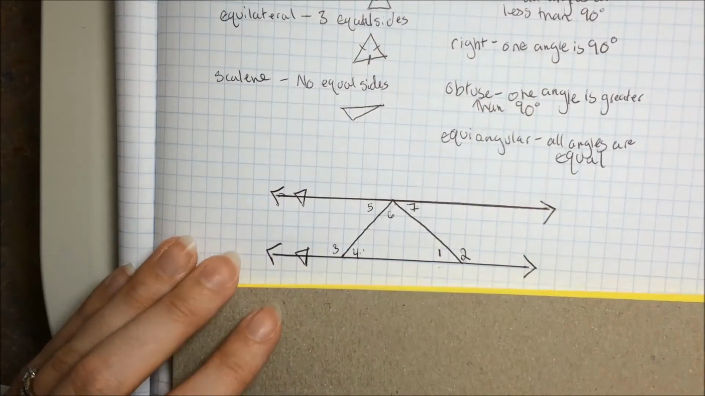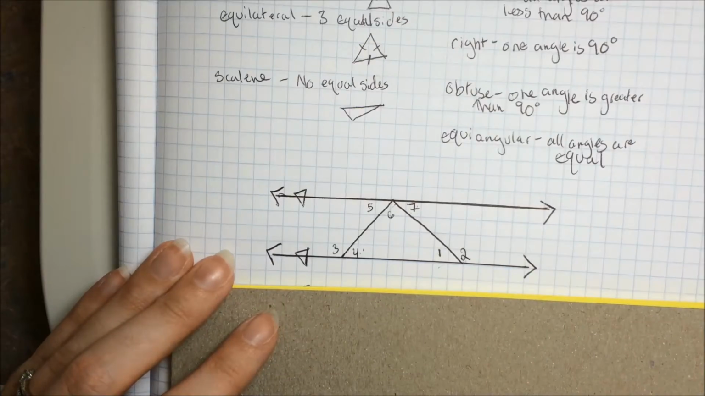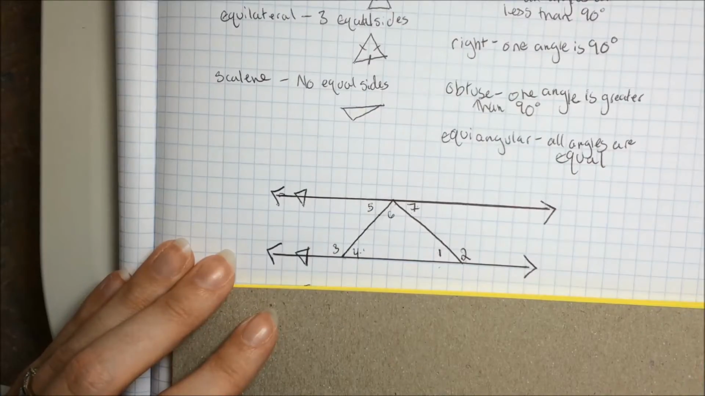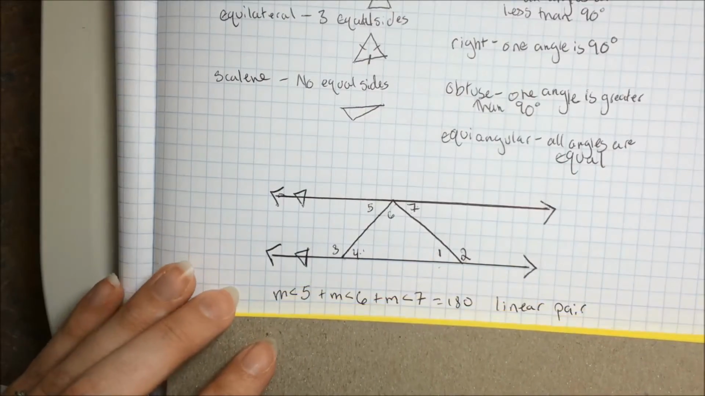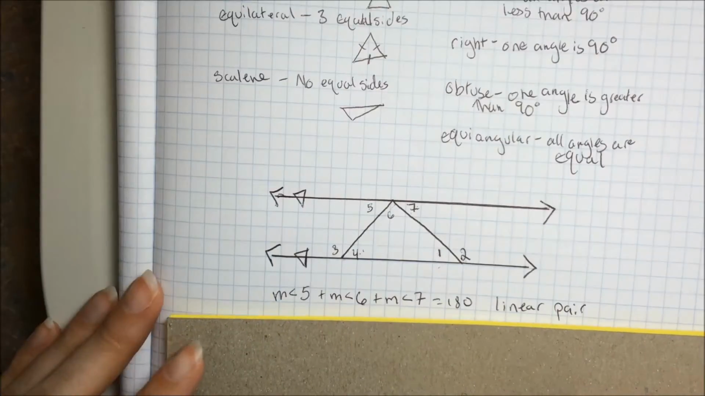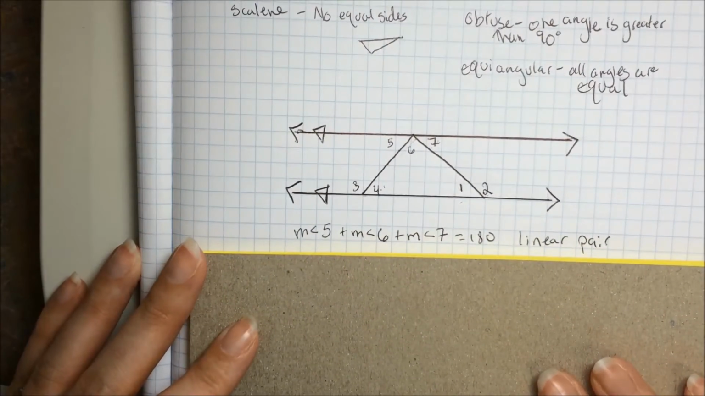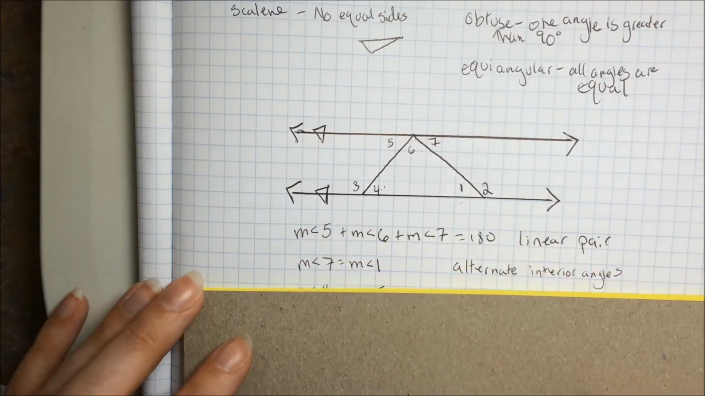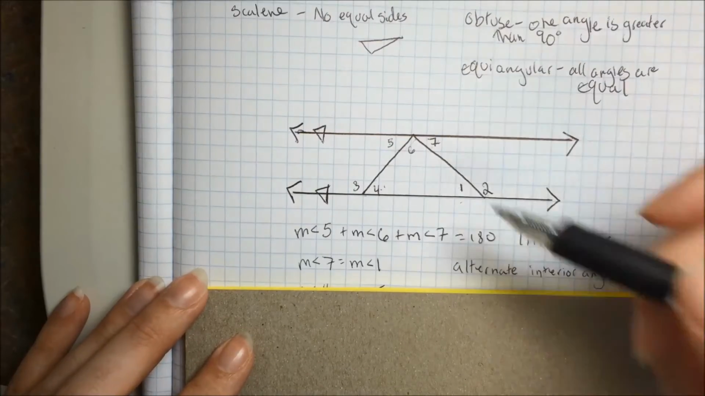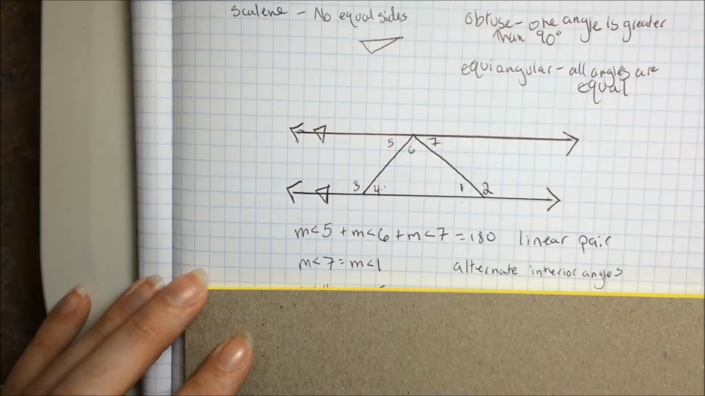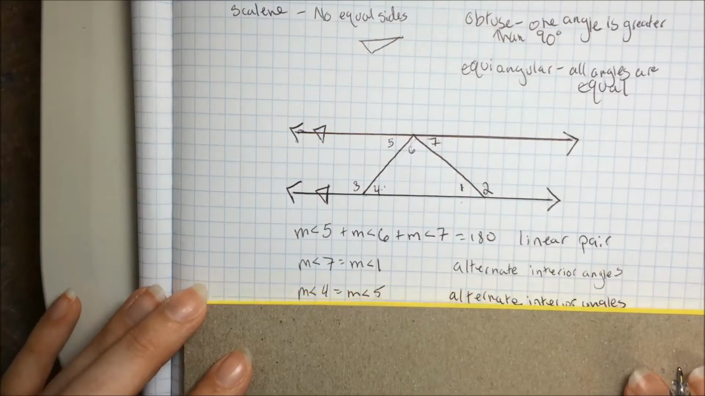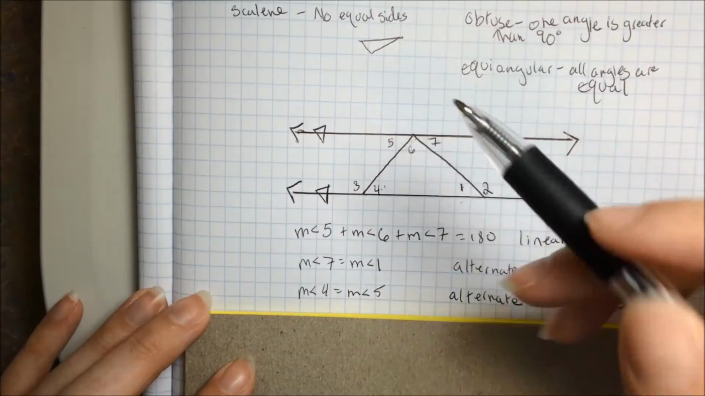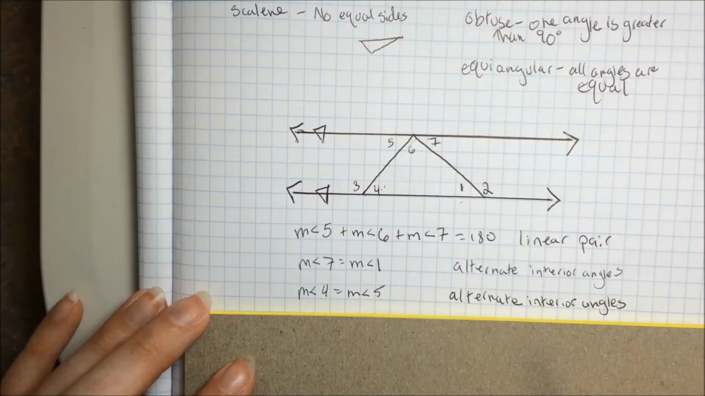Now, what I know is that 5, 6, and 7 are a linear pair. Even though they're not a pair exactly, they form a straight line, so they add up to 180. Measure of angle 5 plus measure of angle 6 plus measure of angle 7 equals 180. I know that 7 and 1 are also equal because they are alternate interior angles. And angle 4 and 5 are equal because they're also alternate interior angles.